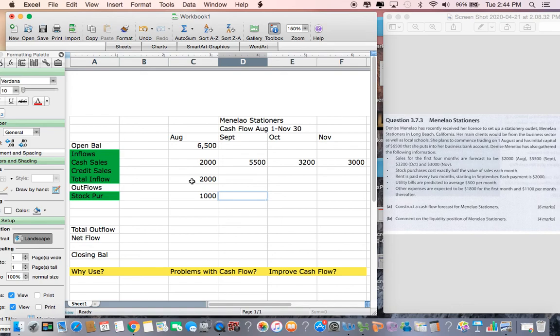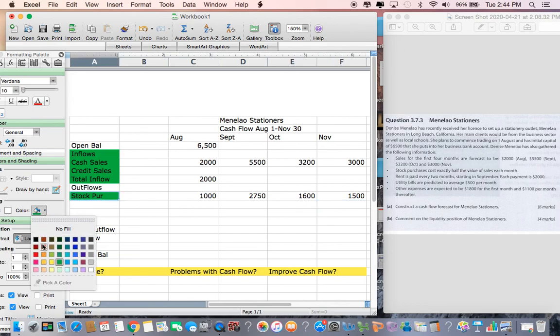What's half of 5,500? Anybody? 2,750. What's half of 3,200? 1,600, and then 1,500. Does everybody see this where I got this? And you are going to be a red one, because that's money going out.